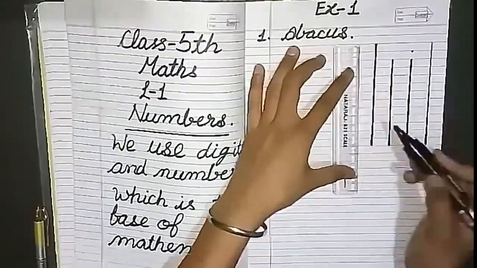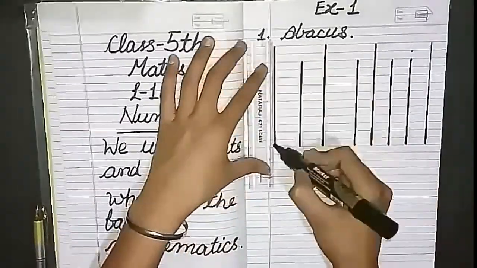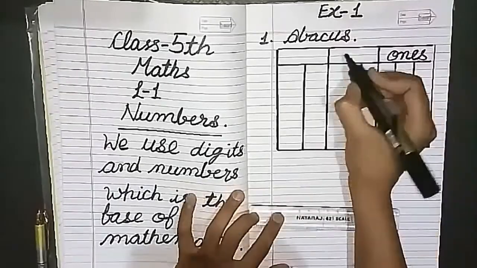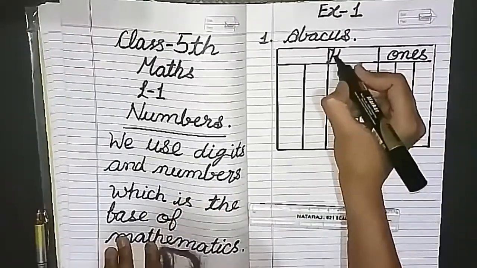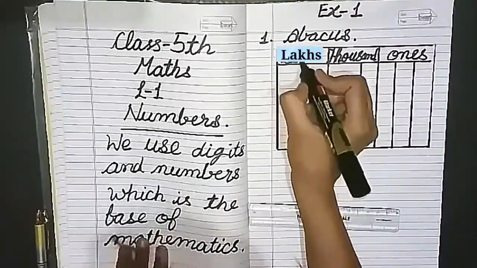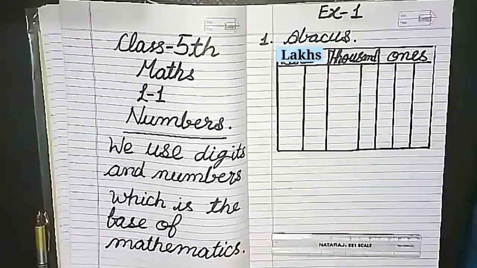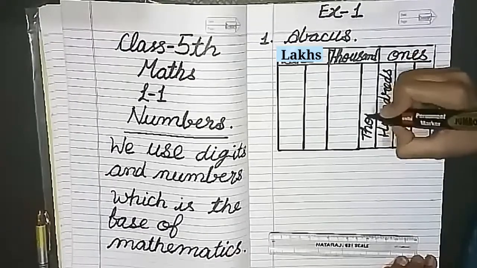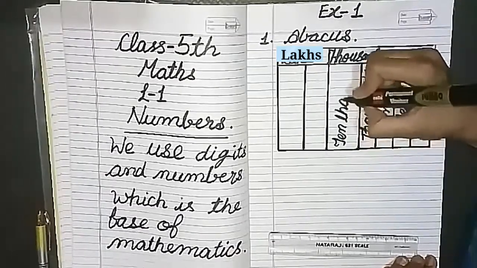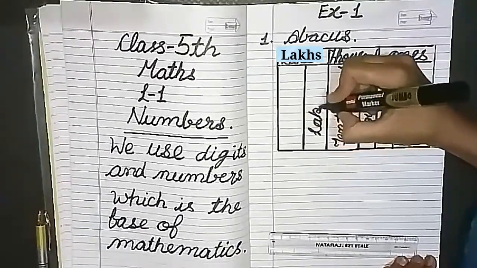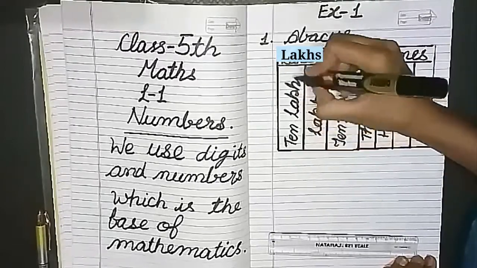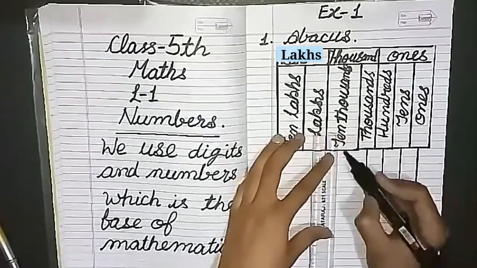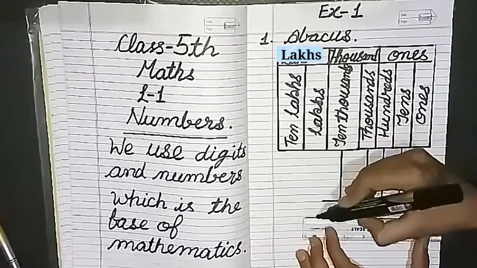Here let's draw abacus. So I know you must have a question, what is an abacus? So let's discuss. Let's write here ones, thousands, lakhs, right? And now their side: ones, tens, hundreds, thousands, 10,000s and lakhs, and 10 lakhs. So here let's draw these rods, and here a box.